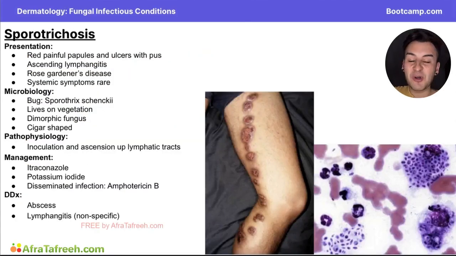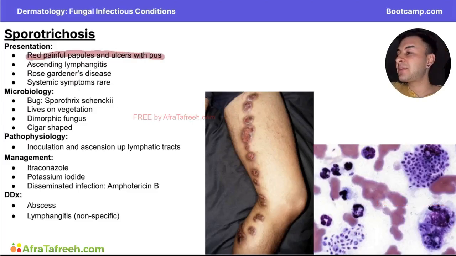Next, let's talk about sporotrichosis, which is commonly known as rose gardener's disease. So I'm going to highlight everything in red so it reminds you of roses. And this is going to present as red, painful nodules and ulcers with pus. Also, it's going to be associated with something called ascending lymphangitis, which is pretty high yield here, guys. So let's talk some pathophys.